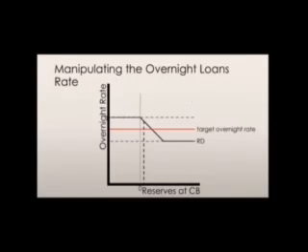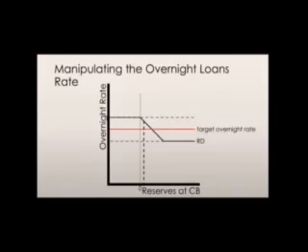The central bank's open market operations will determine the actual amount of reserves at the central bank. Just like with any other economic model, there is an equilibrium. The equilibrium occurs where the quantity of reserves at the central bank equals the reserves demanded. This determines the overnight loans rate. The central bank can alter the overnight loans rate by manipulating the amount of reserves.